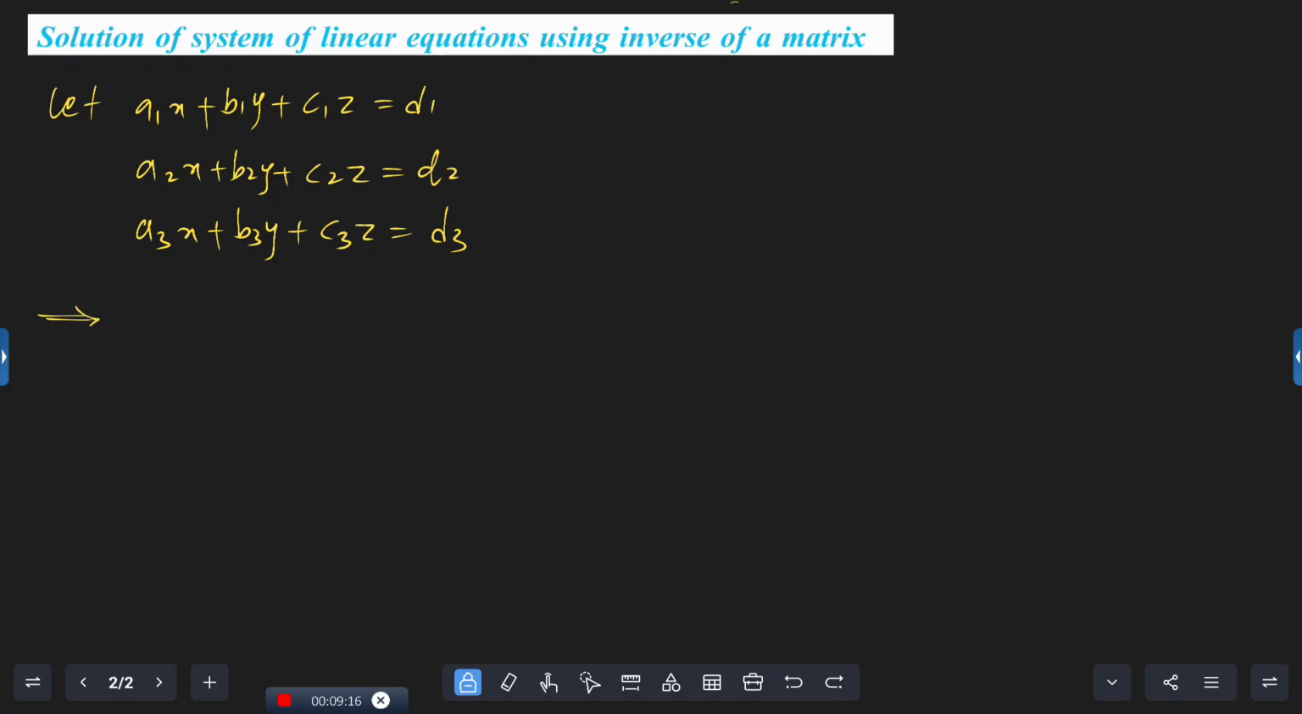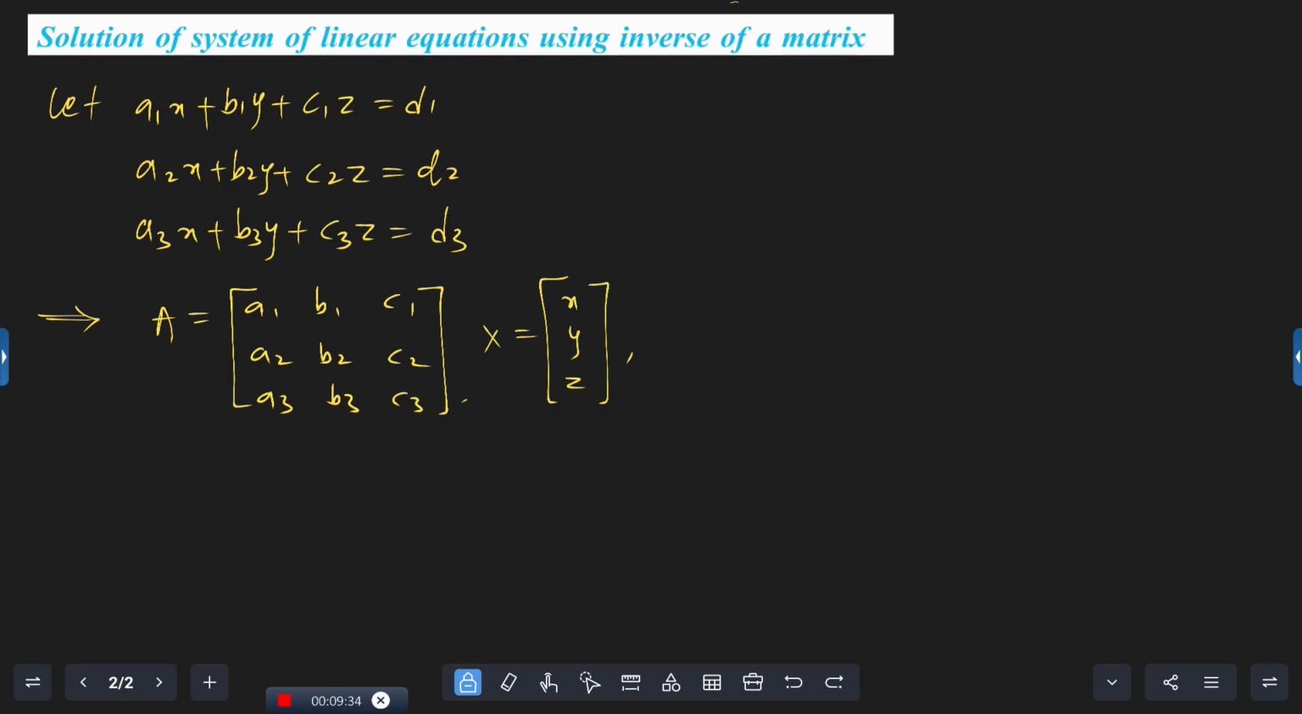This one I'm going to make into a matrix format. So A is equal to, I can write, A1, B1, C1, A2, B2, C2, A3, B3, C3. This is my A matrix. And the variable matrix should be the column matrix X, Y, Z, and the constant matrix is called the B matrix. That is also a column: D1, D2, D3. Okay sir, how am I going to solve? To solve by the matrix method, AX is equal to B. If you use this, again you will be getting the question.